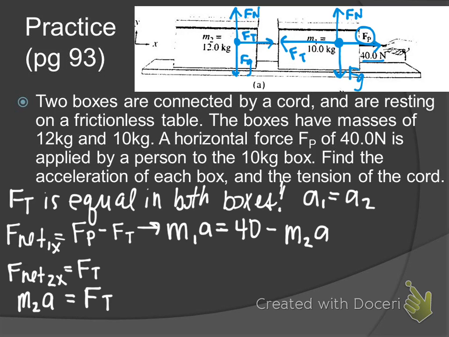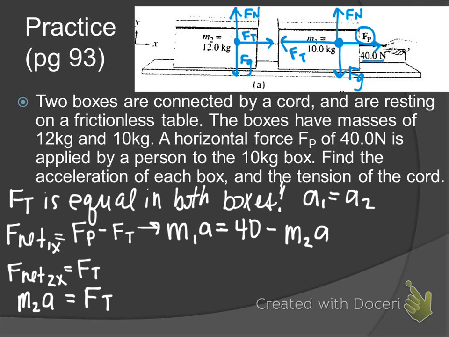Okay, so let's take a step here for just a second. We substituted mass times acceleration in for F net, and this is of our first object. Our pulling force is equal to 40 newtons because that's what the problem gave us. And F sub t, since it's equal in both of those boxes in both of our situations, we set equal to M2 times A, so we substituted that in right here. Any questions?